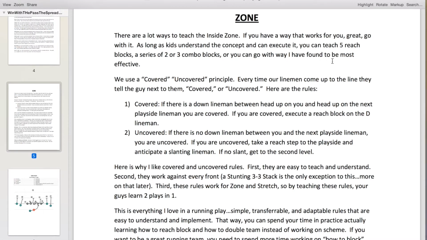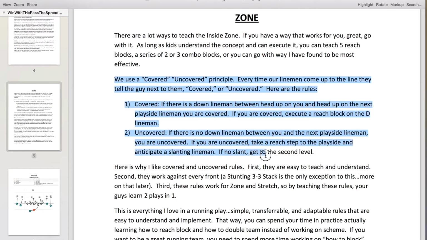If you have an offensive line coach, and I talk about this right here, if you have a way that works for you, go with it, okay? It's all about teaching something that the kids understand. So if you found something that works, don't change, because inside zone is inside zone. It's just how you communicate it that goes a long way with kids. What I'm going to talk about is the way that I have found to communicate it that works the best in my experience. But if you have a great line coach that knows how to teach it in terms of combos, then that's fine too. I'll talk about that a little bit later as we go through the actual plays. So here's what we use. We use a covered and uncovered principle.